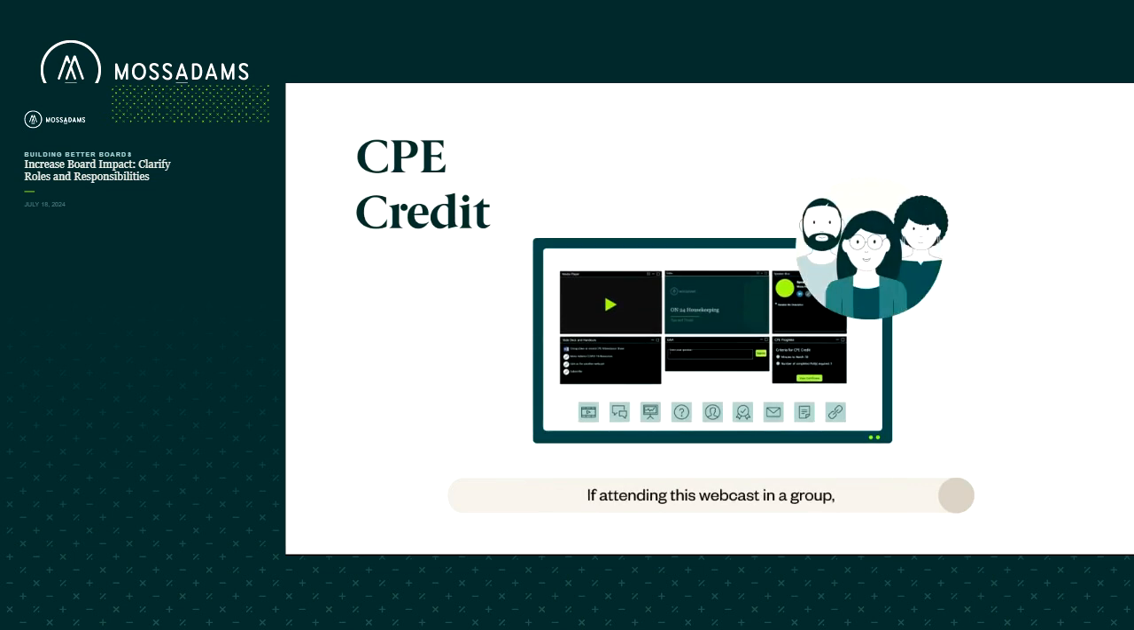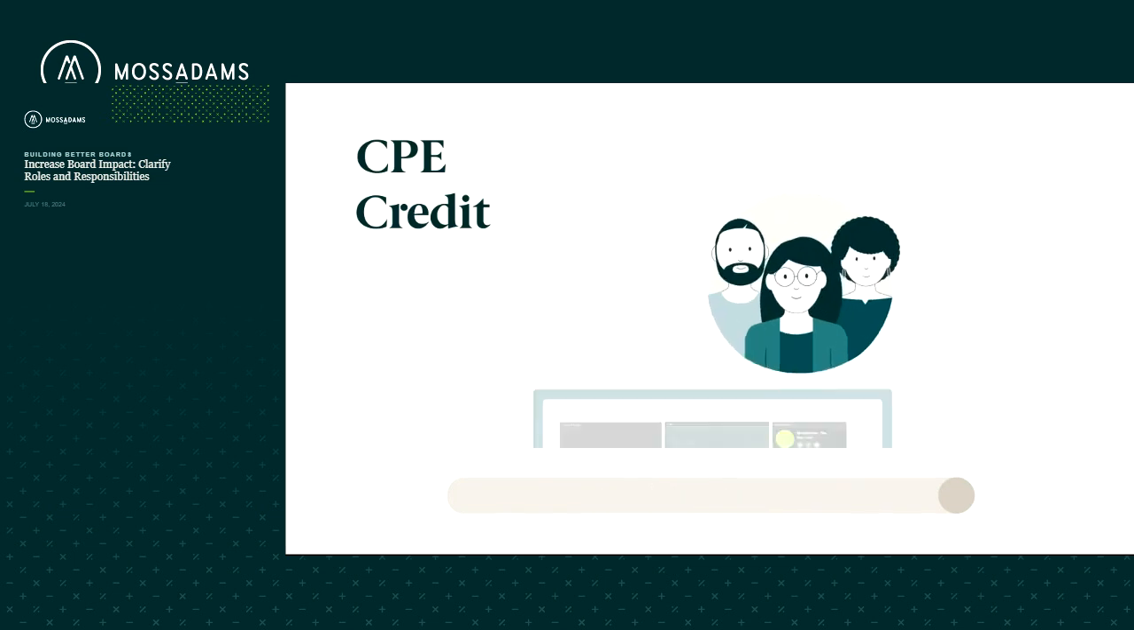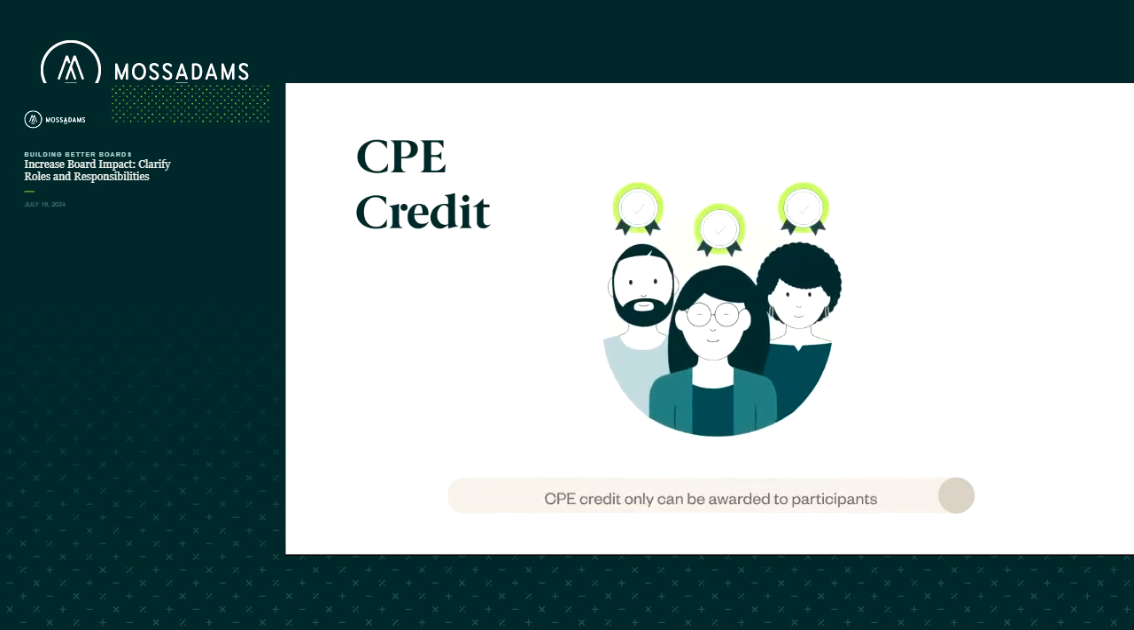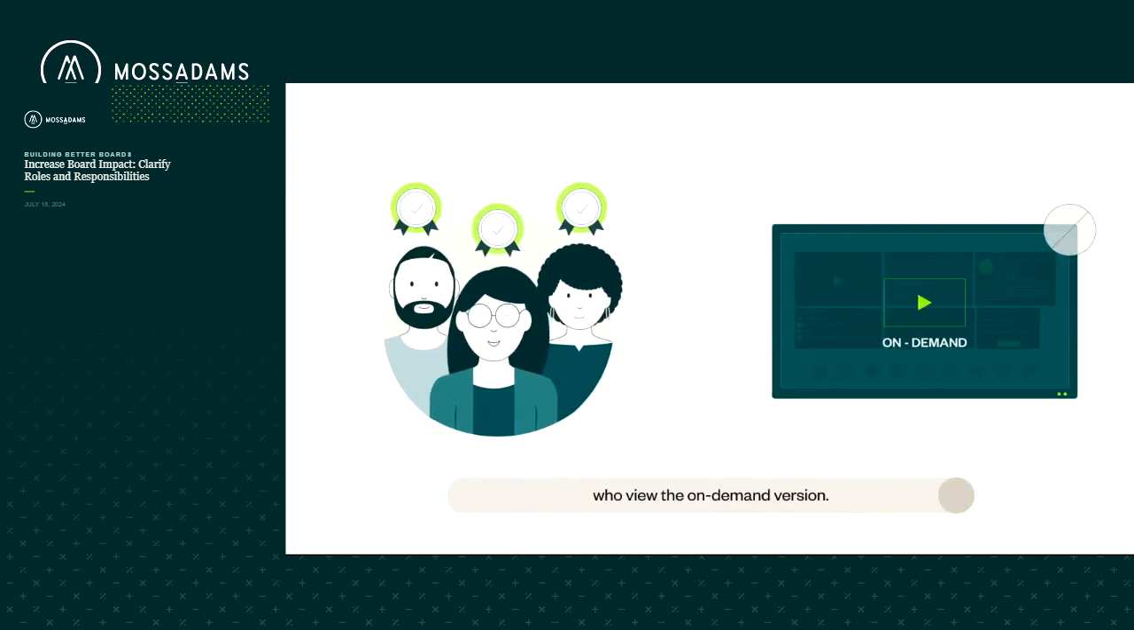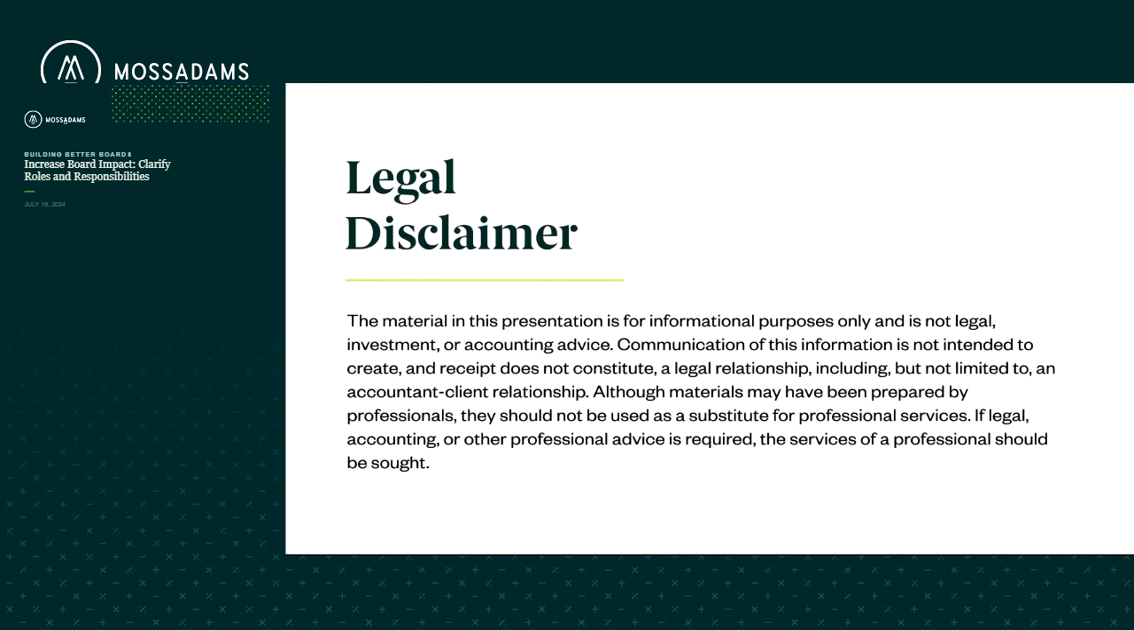If attending this webcast in a group, you must complete our group CPE attendance sheet, available in our Slide Deck and Handouts widget to receive credit. Please have all group members sign it and send only 1 sheet per group. CPE credit can only be awarded to participants registered as themselves and isn't available for participants who view the on-demand version. This presentation is not legal, investment, or accounting advice. We encourage you to seek the counsel of a professional service provider to apply this content to your specific circumstances.